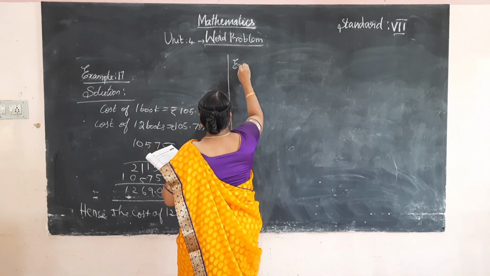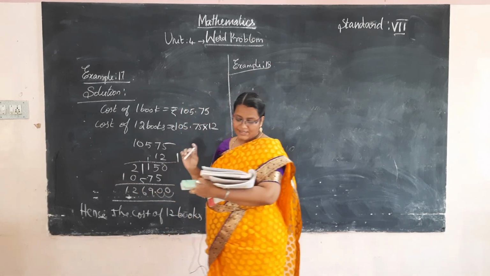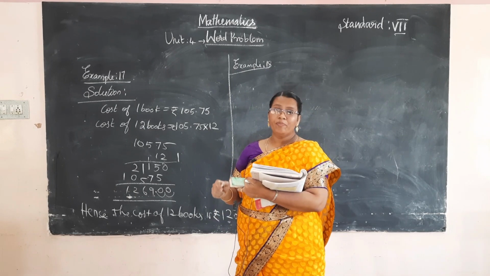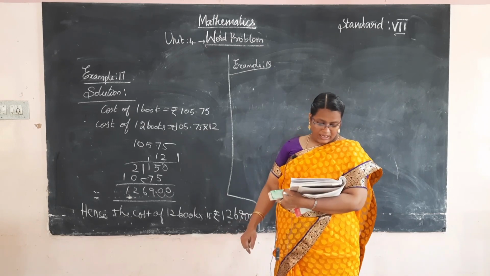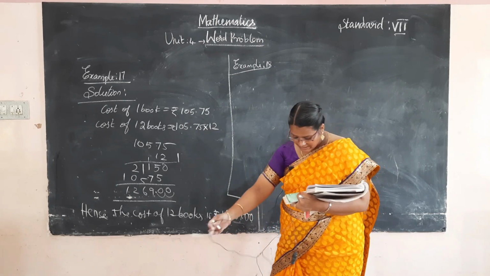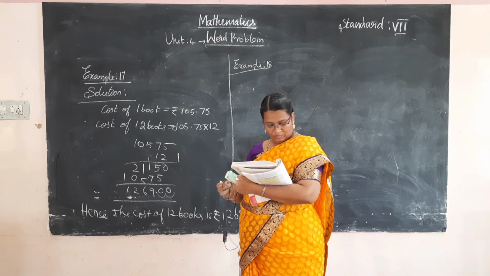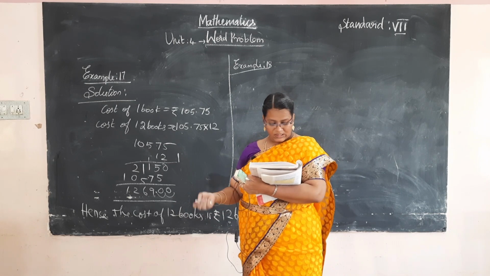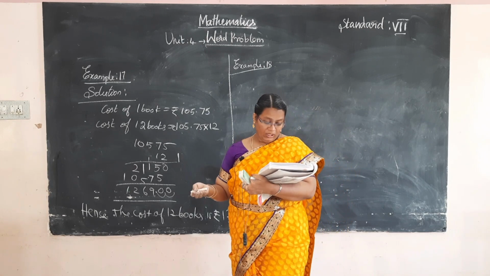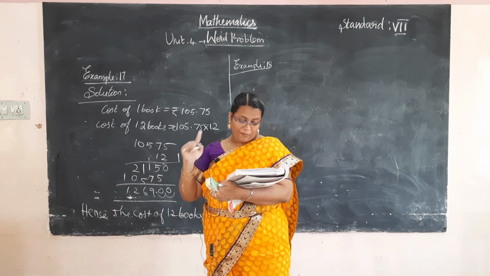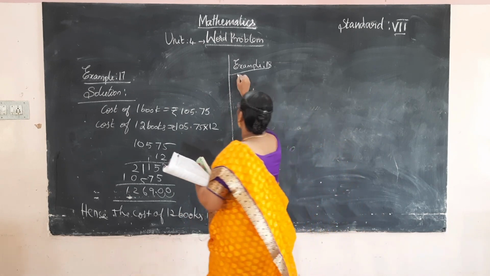The next example, 18: A milkman sells 42 liters of milk at rupees 19.75 per liter to the hostel. How much money does he get from the hostel? So the milkman sold 42 liters of milk to the hostel, and the price per liter is rupees 19.75. Okay, so the solution.